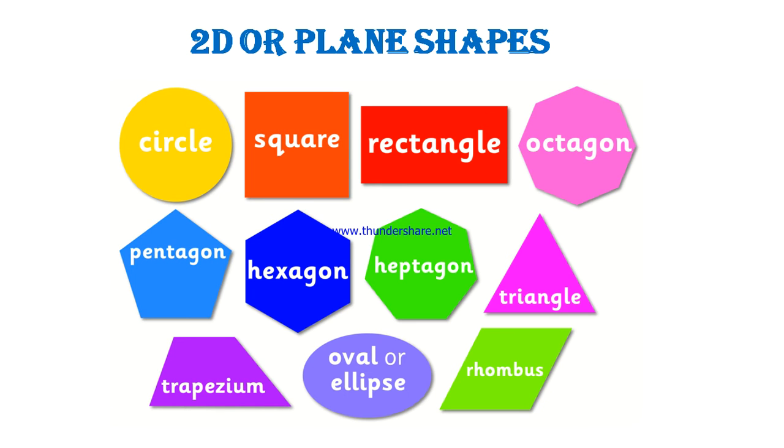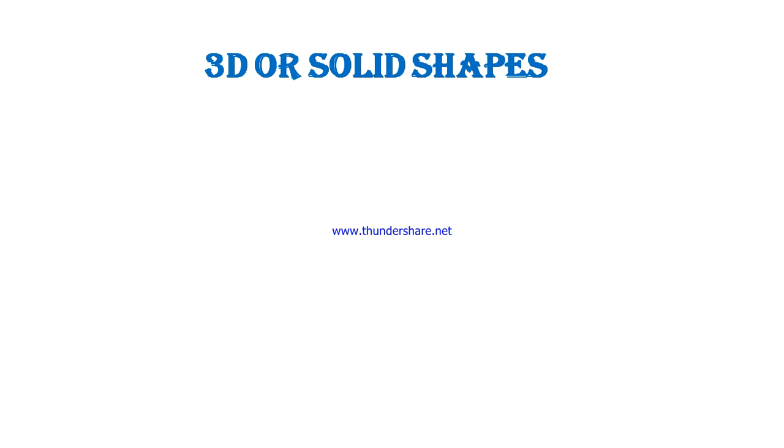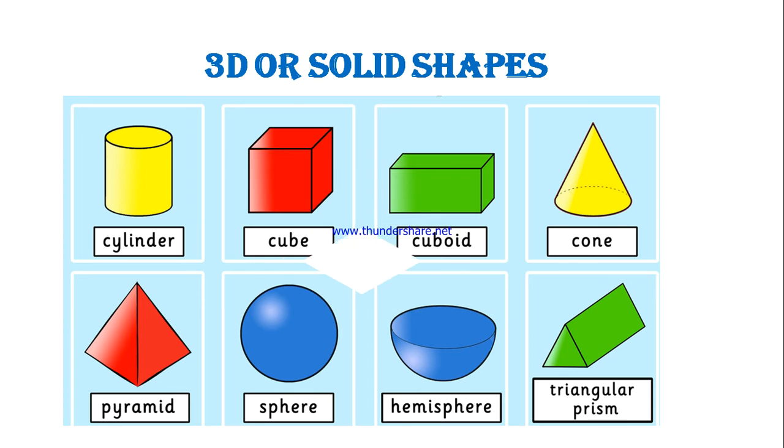That's all. Then the next shape, 3D, three-dimensional or solid shape. So what are the solid shapes? Cylinder, cube, cuboid, cone, pyramid, sphere, hemisphere, prism, triangular prism, etc. So what is the difference between 2D and 3D? 3D is nothing but three-dimensional, that is length, breadth and height. So three dimensions it has.